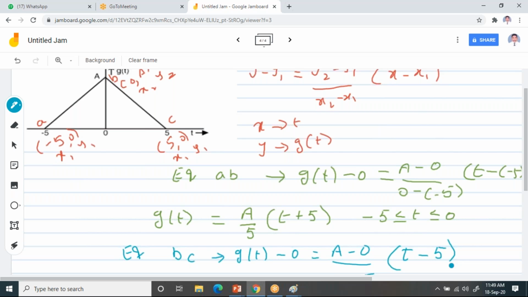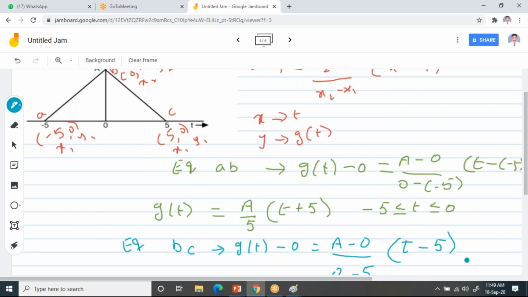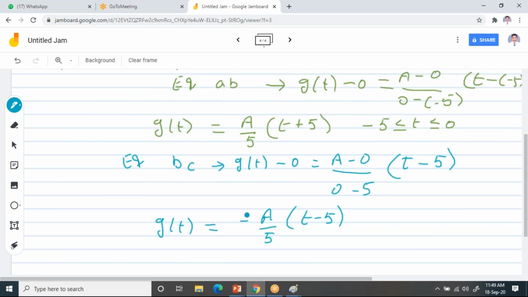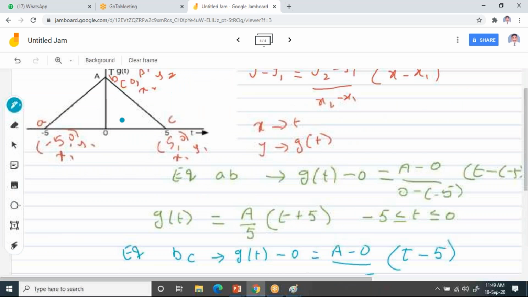Now you simplify this. When you simplify this, you will get g of t, which is equal to, since a minus 0, you will get a, and 0 minus 5, I can write as minus. So I can write it as minus a by 5 into t minus 5. And this equation will exist only for BC. That is, when you observe BC, this line is existing from 0 to 5.